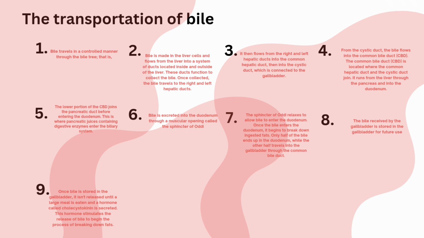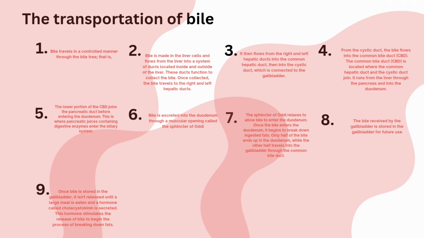Bile is excreted into the duodenum through the muscular opening called the sphincter of Oddi. The sphincter of Oddi relaxes to allow the bile to enter the duodenum. Once the bile enters the duodenum, it begins to break down undigested fats. Only half of the bile ends up in the duodenum, while the other half travels into the gallbladder through the common bile duct. The bile received by the gallbladder is stored for further use.